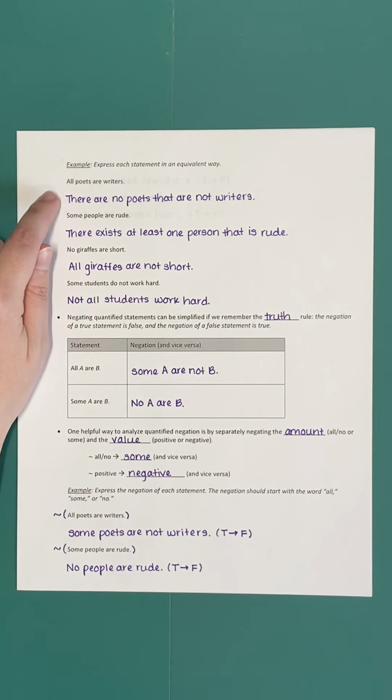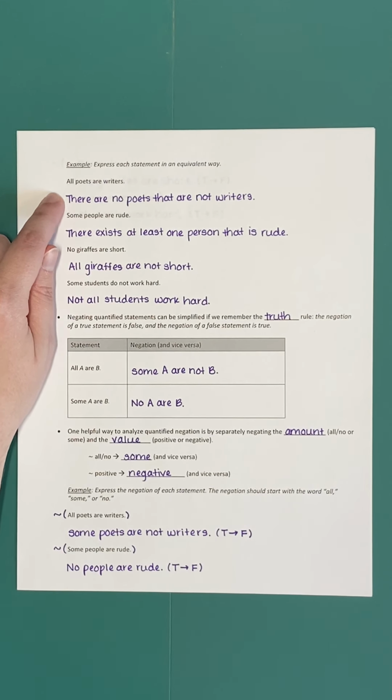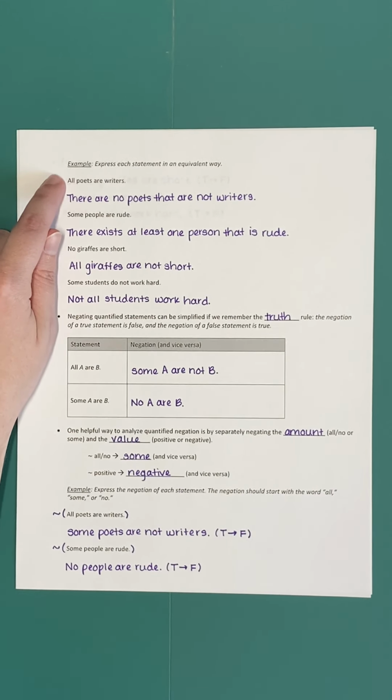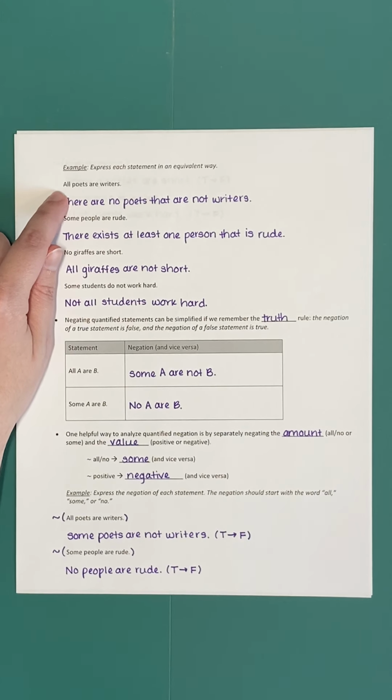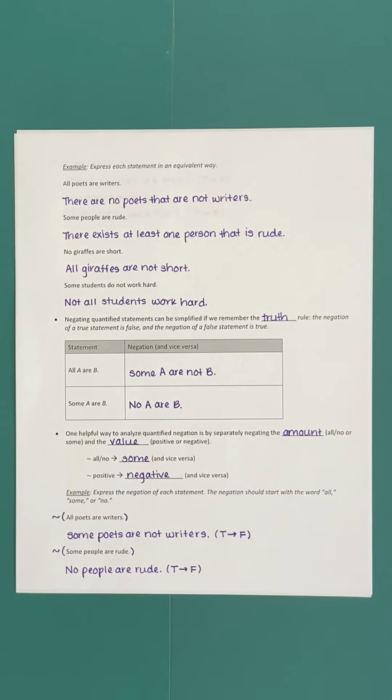So these two statements would be equivalent. They communicate the same type of information. All poets are writers. There are no poets that are not writers. Now, one thing to pay attention to here: if we're expressing a statement in an equivalent way, in a different way but supposed to communicate the same information, then we should start with something that's true and have something that remains true. Or if we start with something that's false, we should have a new statement that is also false.